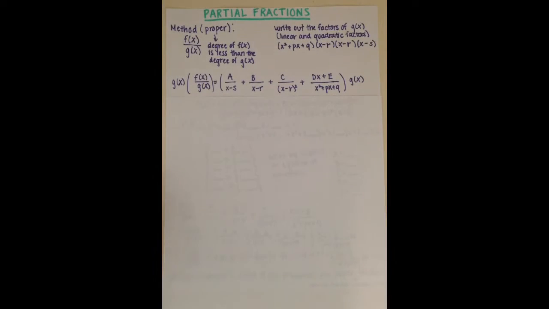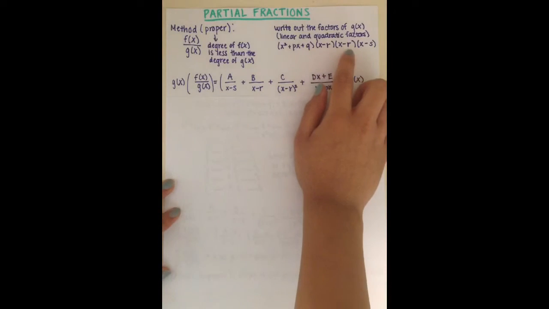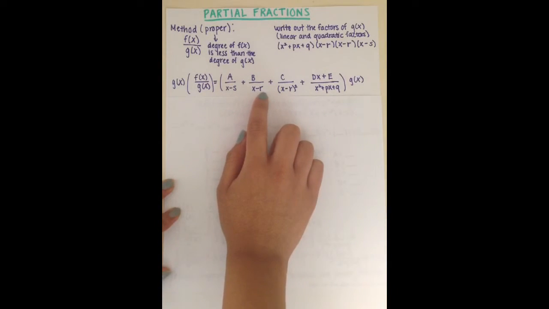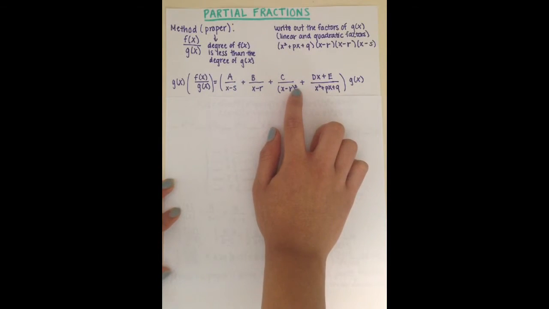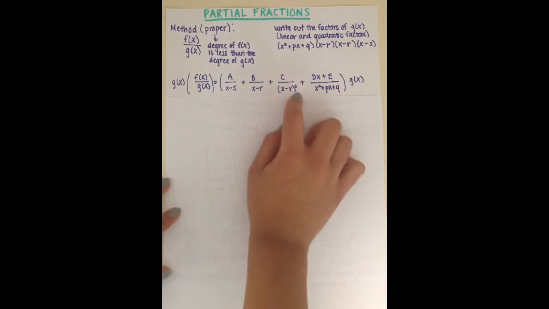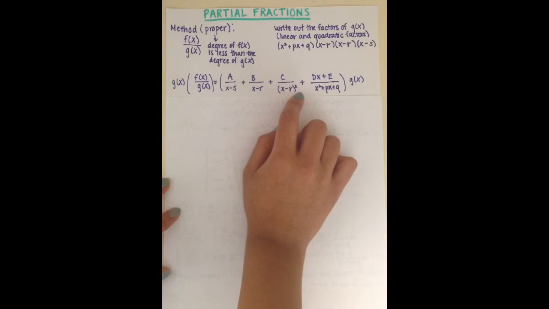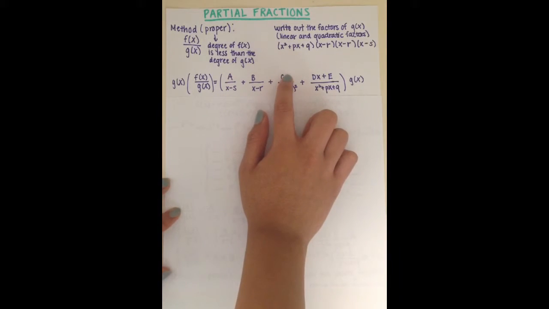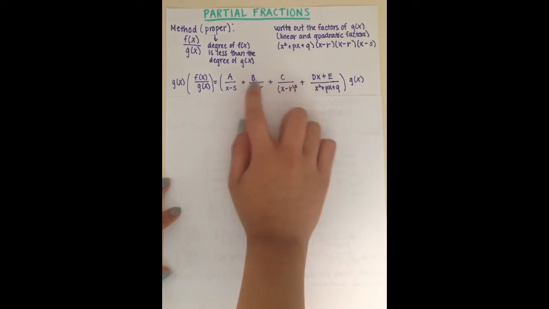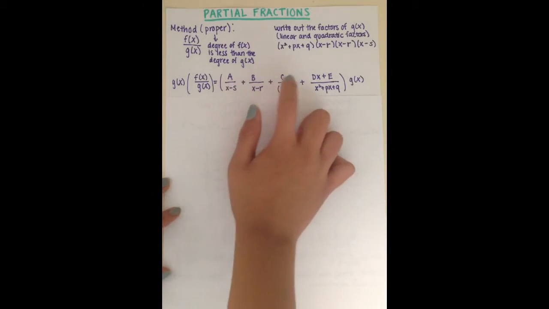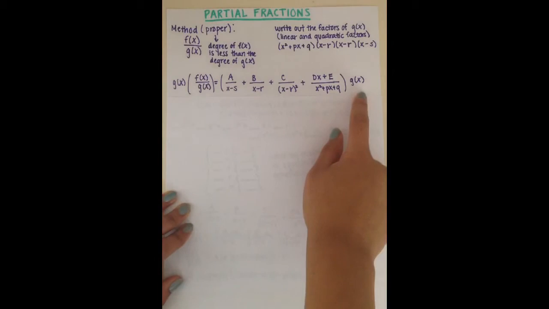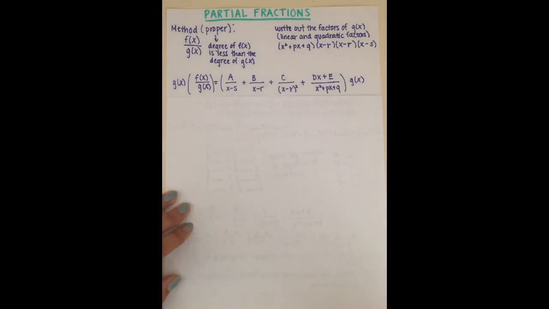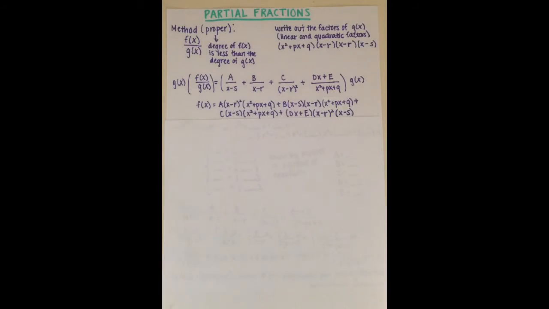Also, if there's a double of any factor, such as x minus r, you keep x minus r to the first power, and you also put x minus r to the second power as another denominator. But even though this multiplies out to be quadratic, you keep the numerator one single variable, similar to these linear factors. Then you will multiply by g of x on both sides to clear all the denominators. Then you will get an equation like this.